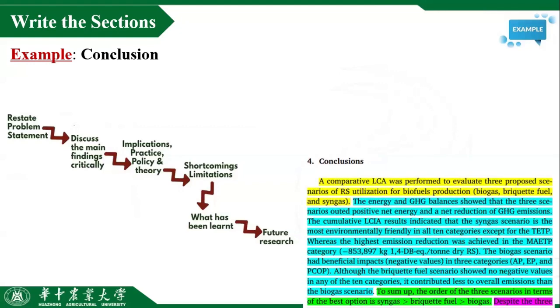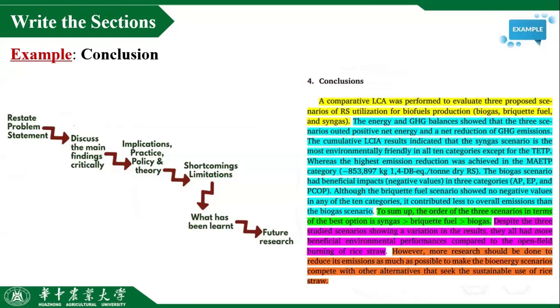and future work. Here's an example of this conclusion. In one sentence: the methodology and the problem, that a comparative LCA was performed, and why? To evaluate these three proposed projects. And here, the turquoise one is the main result, which should include some values, some numbers, and finally the main conclusion. To sum up, this is the green one, the main conclusion of this work.